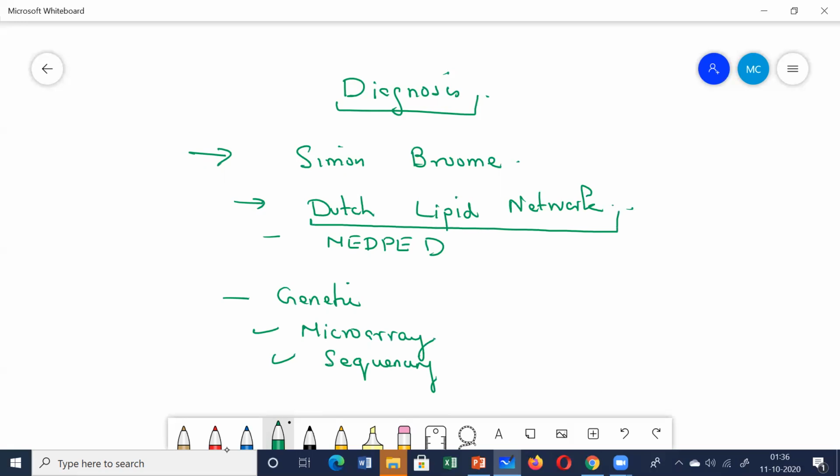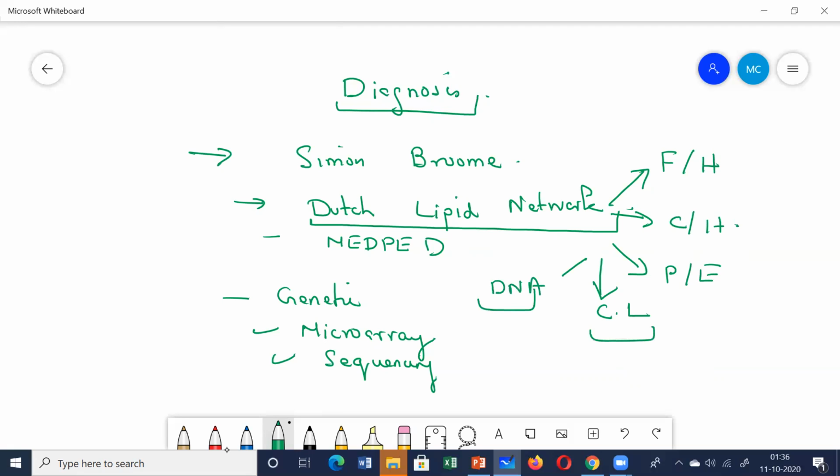In this criteria, when we calculate, we take certain things into consideration. First, we take the family history into consideration. We take the clinical history of the patient, we do the physical examination of the patient, and then we also look at the cholesterol levels of the patient, and we also do the DNA analysis. So these are the five things you need to remember: family history, clinical history, physical examination, the cholesterol levels, and the DNA analysis.